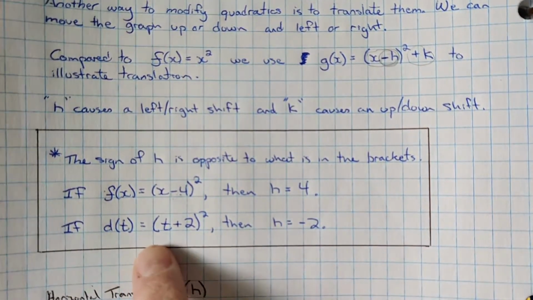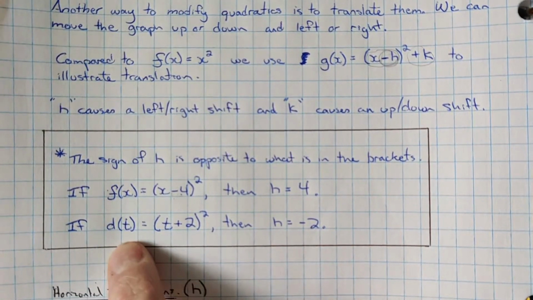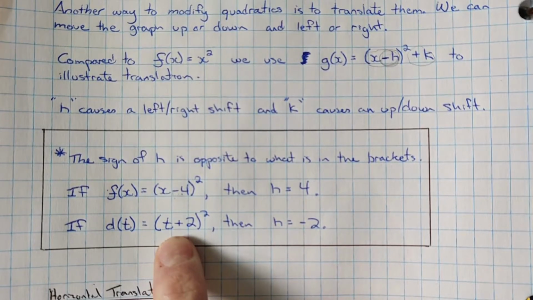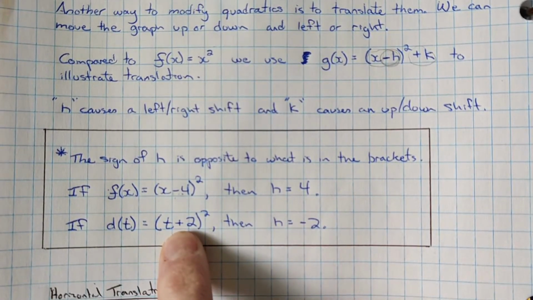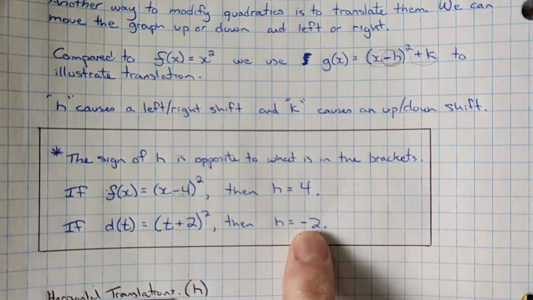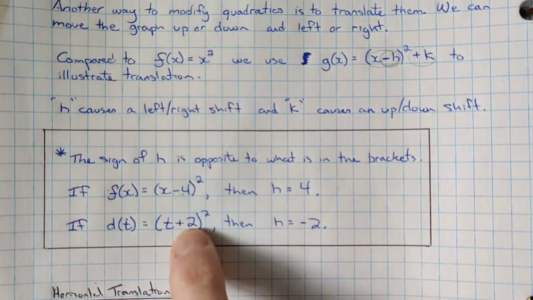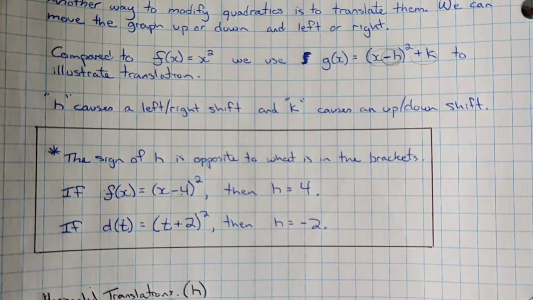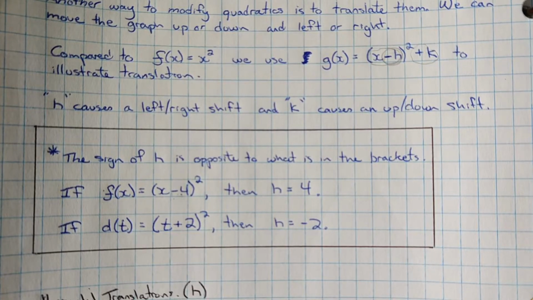But if we have, in this case, the value plus 2 in here, the actual h value is negative 2. The h value is always the opposite sign of what is in the brackets. Okay, that's important to remember. Anytime we're working with quadratics and different functions and we have this sign in the brackets, it's always going to work in the opposite way than we normally think.